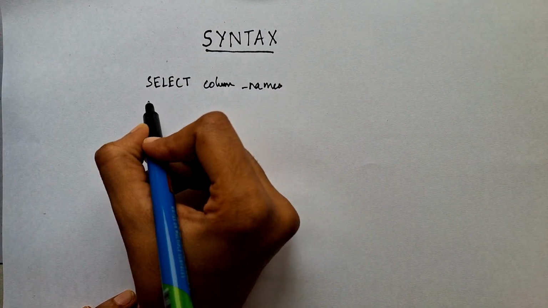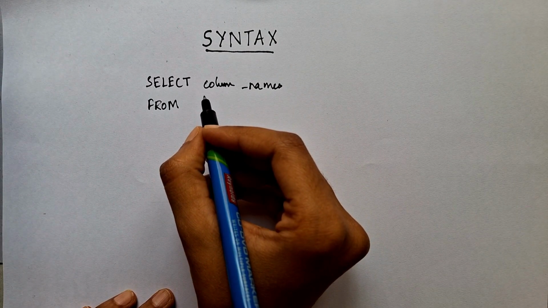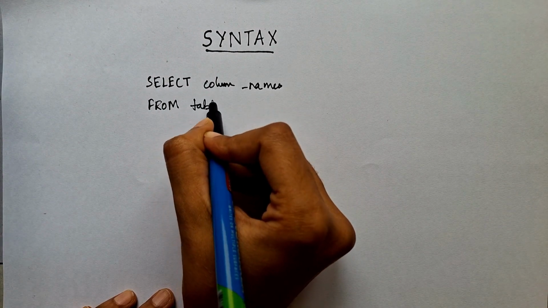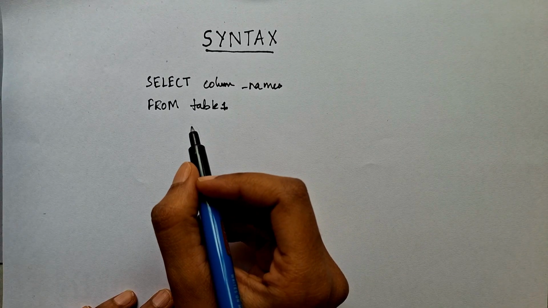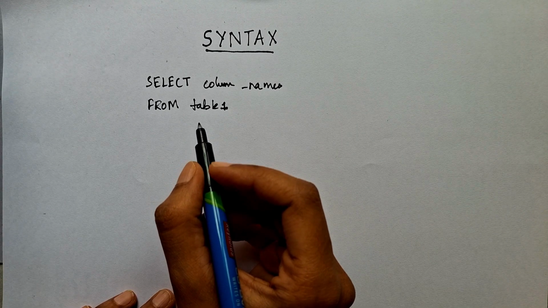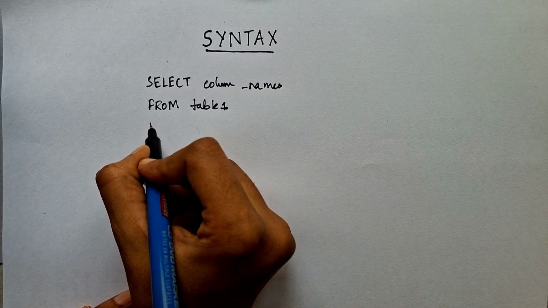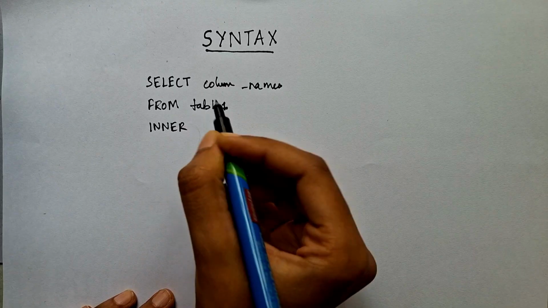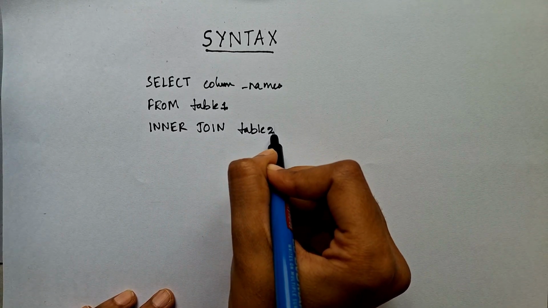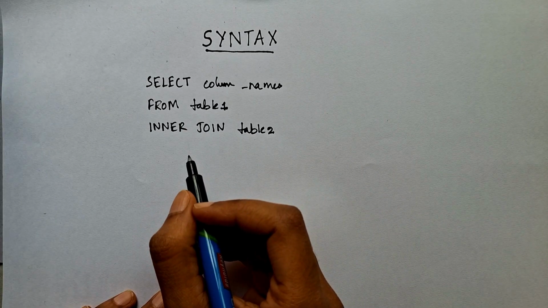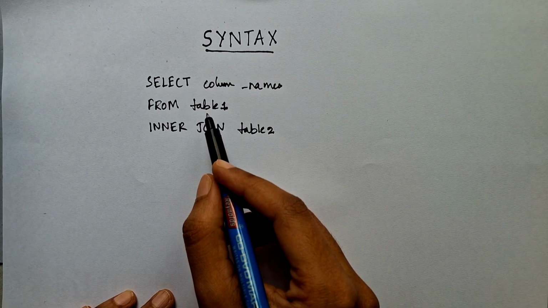Next, we use from keyword and mention the first table. This is the main table from which the query actually starts. After that, we write inner join and mention the second table. Inner join table 2. This tells SQL that we want to combine this second table with the first table.